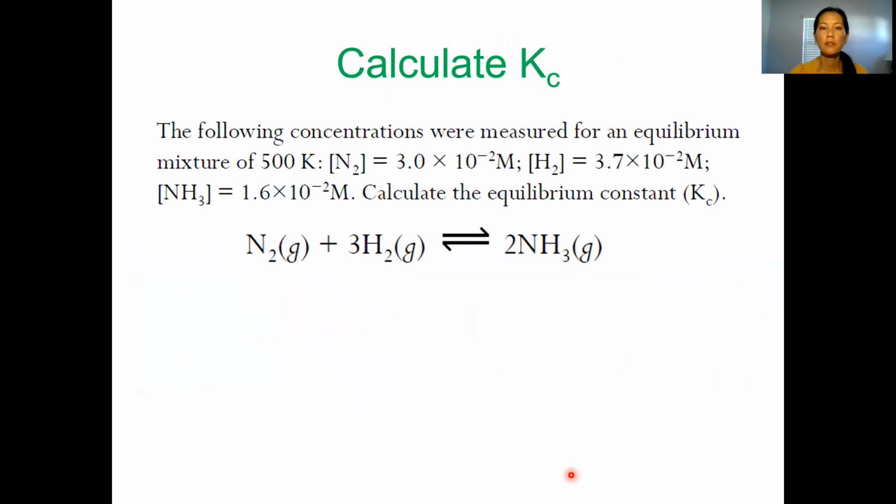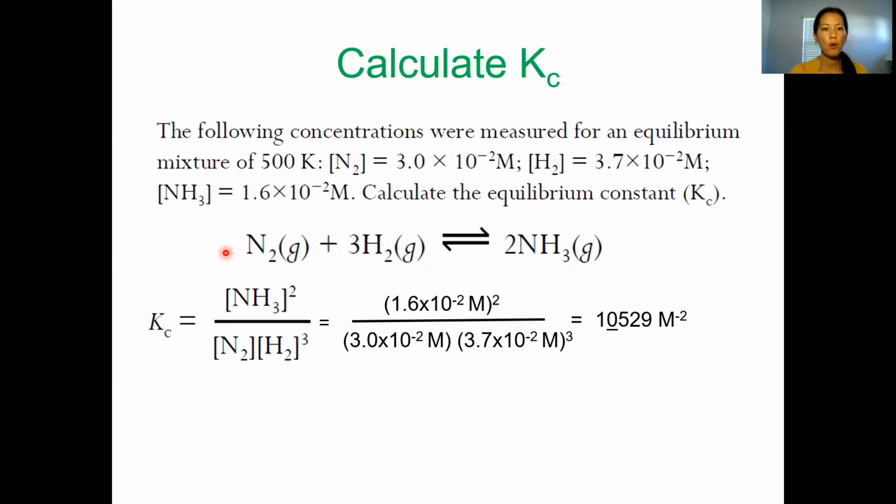Okay, you guys can practice this. This is really just some math to do, but basically you have the same equation, write out the equilibrium expression, and then solve for K. So go ahead and do that. And I'm going to go over that now.